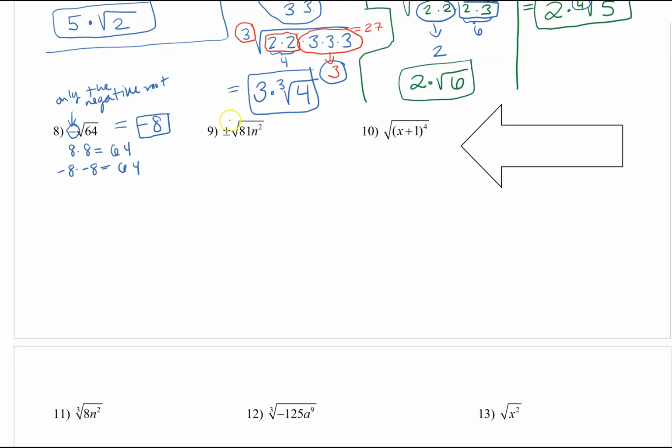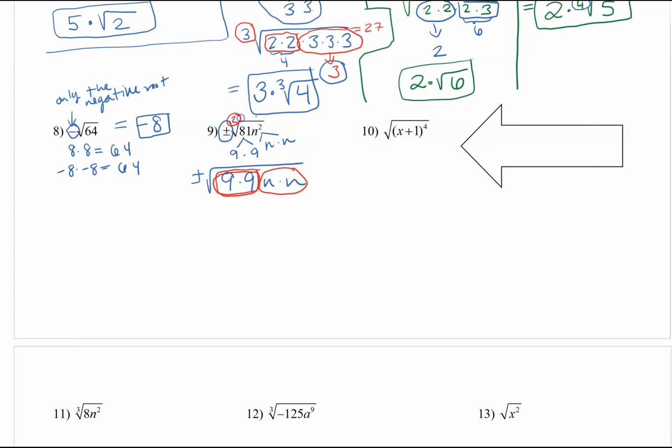Now in number 9, we see a plus or minus in front, so that means we want both of the square roots, both the positive and the negative square roots. So we know that 81 breaks into 9 and 9, and of course n squared breaks into n and n. So we actually have a perfect square of both 9 and n. Or that is to say, we have 2 groups of 2.